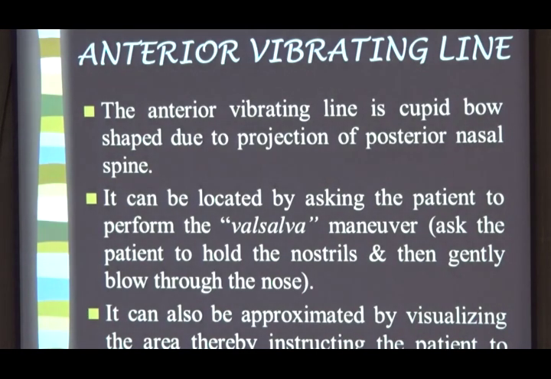The anterior vibrating line is in the shape of a Cupid's bow. The posterior vibrating line is straight, whereas the anterior vibrating line dips in between, no? Why does it dip in between? What anatomical structure comes there?